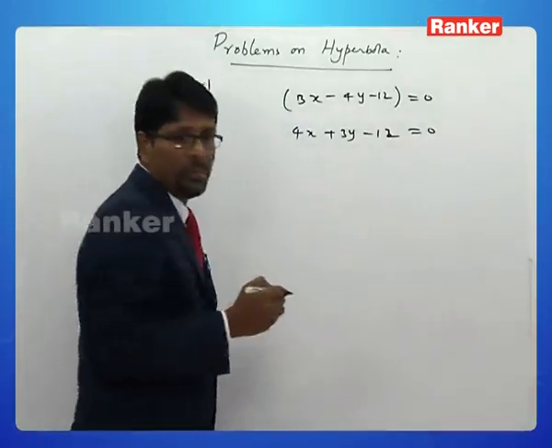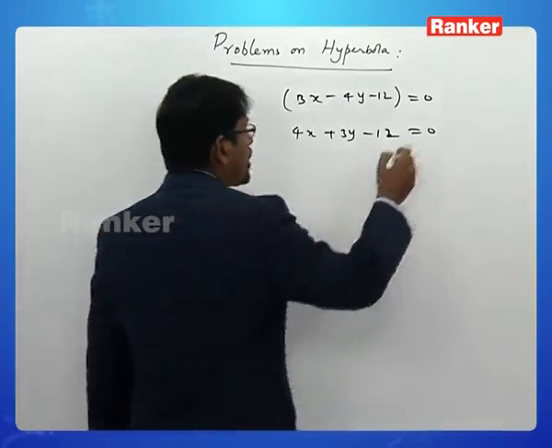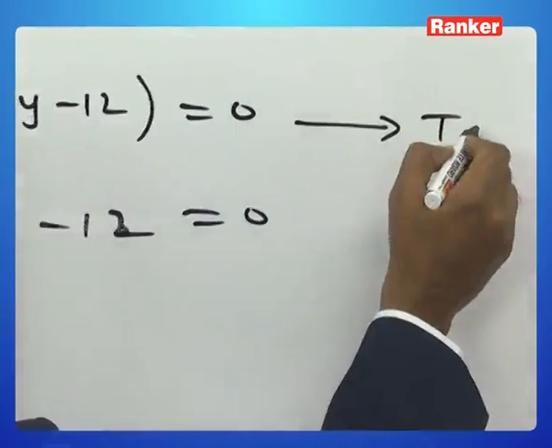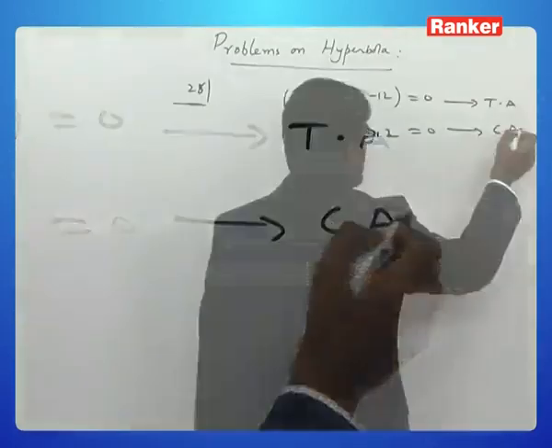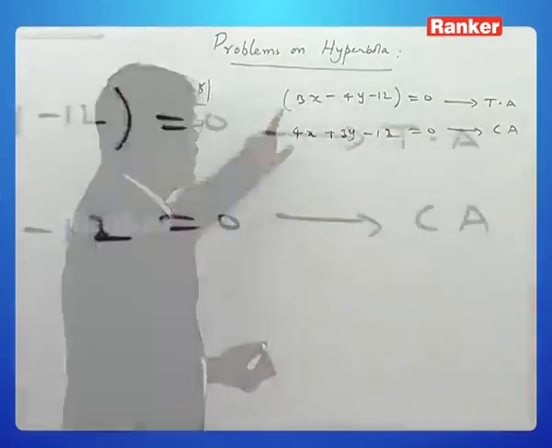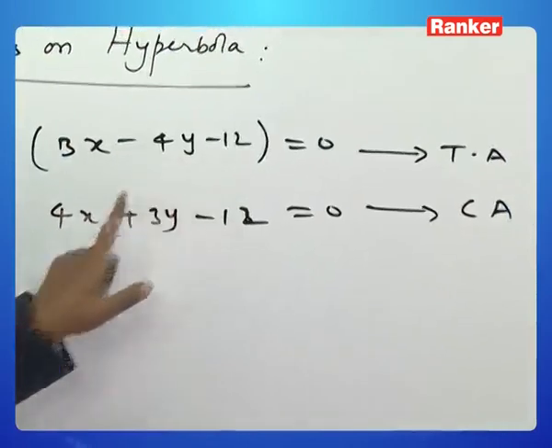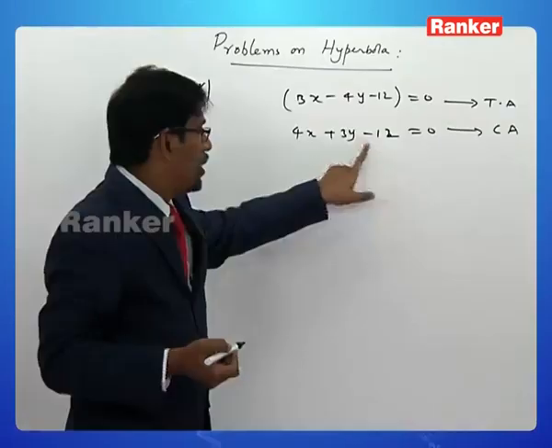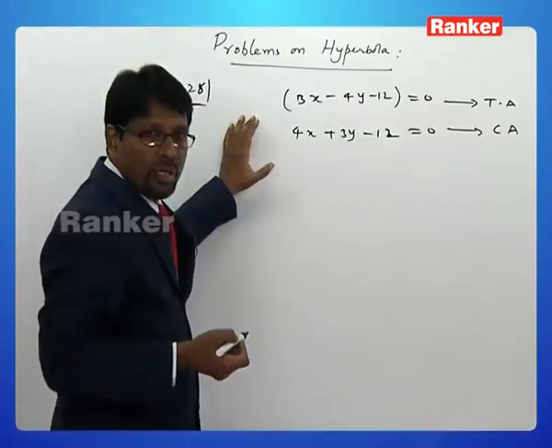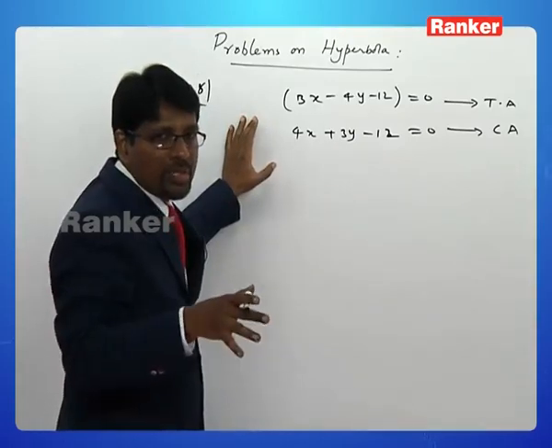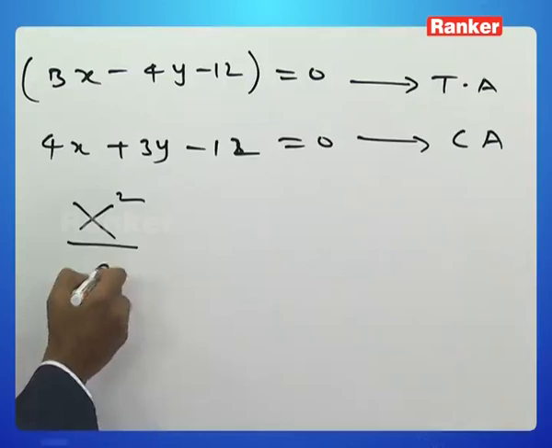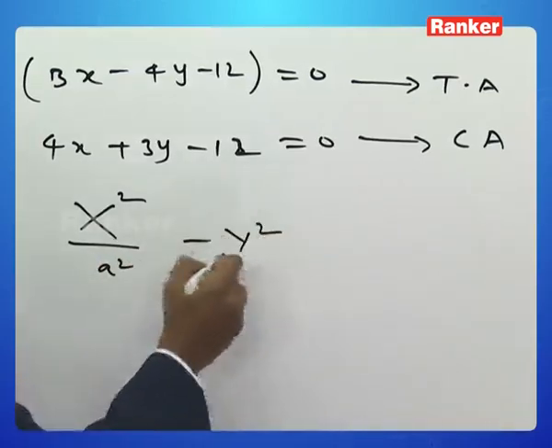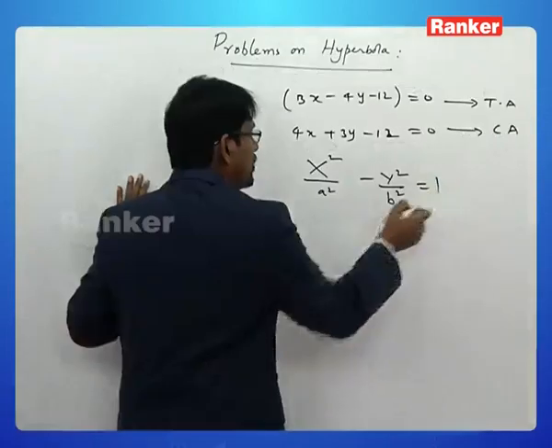These two will become the transverse axis and the conjugate axis. Let's observe that these two are perpendicular. The slope of this is 3 by 4 and the slope of this is minus 4 by 3. They are perpendicular to each other. With a rotation of the axis, we can bring this into the form of capital X square by A square minus capital Y square by B square equal to 1.